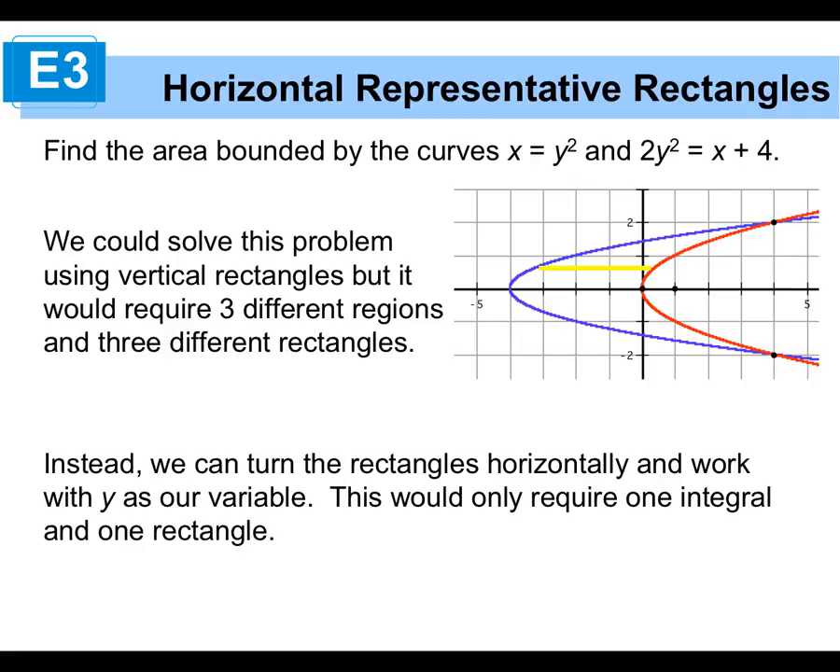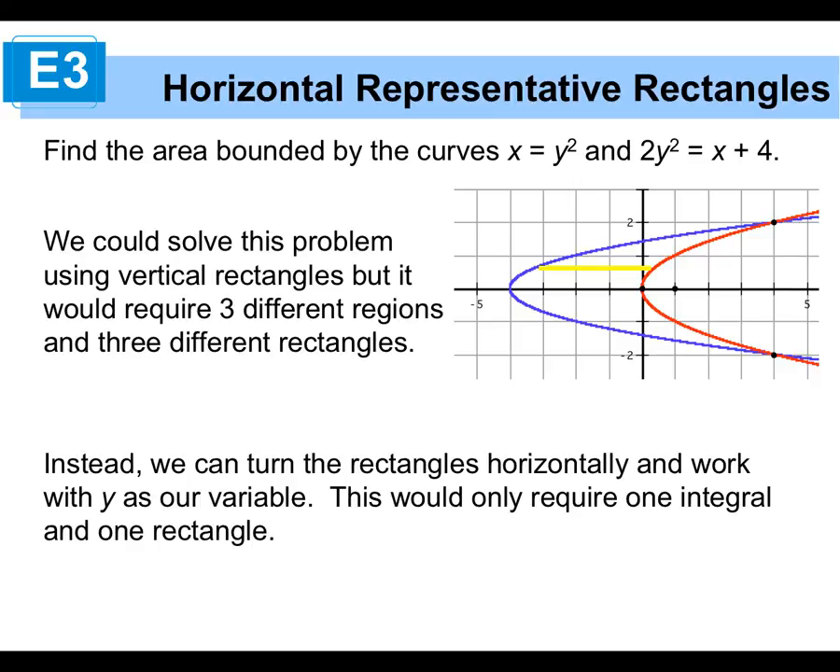Because this yellow rectangle can be slid all the way up here, or I can slide it down there. But I still only need one rectangle because the right never changes, the left never changes, and therefore one integral will get this done. So dy, just change it to Right. And your function should be represented in terms of y. Okay. So horizontal rectangles just means instead of top minus bottom, we do right minus left, and instead of working with x's, we work with y's now.